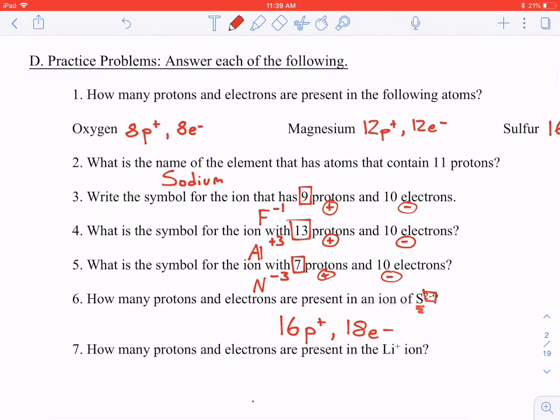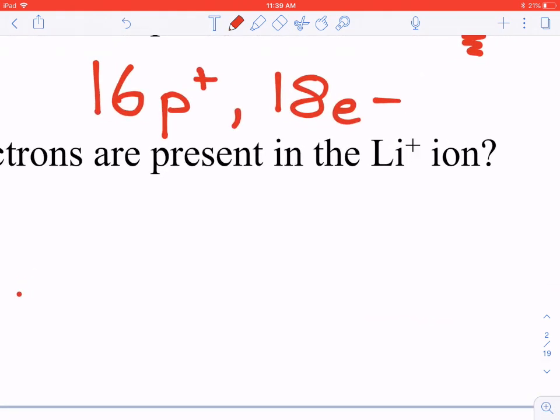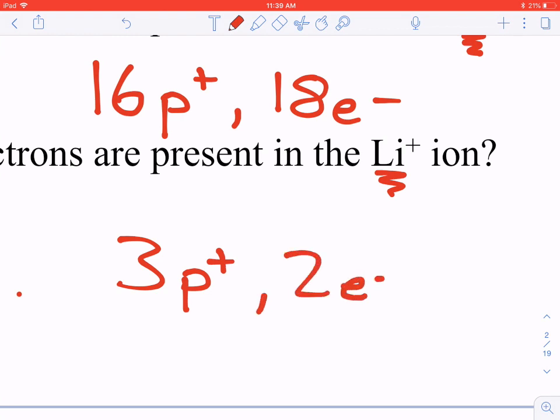And then how about protons and electrons in the Li+ ion? So Li is lithium. Lithium has a number 3 above it. Its atomic number is 3. That is the number of protons. You'll notice it has a +1 charge, which means we have 1 extra positive thing, so that means we have 2 negative electrons.